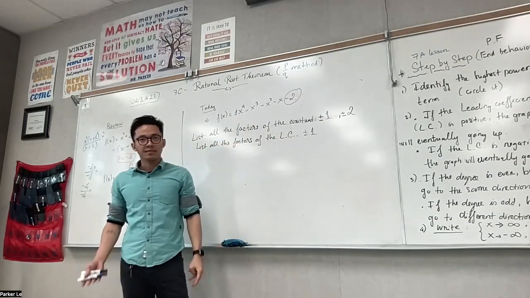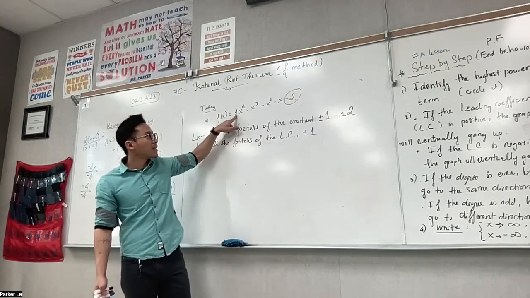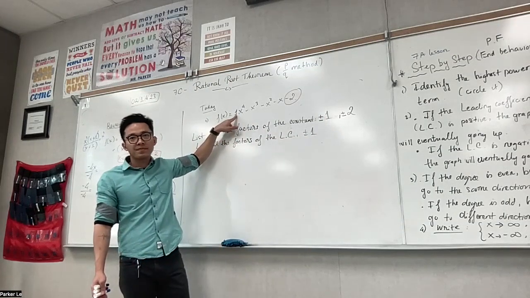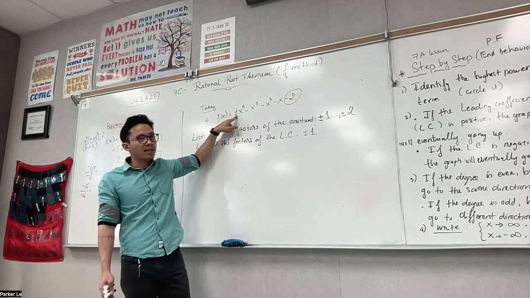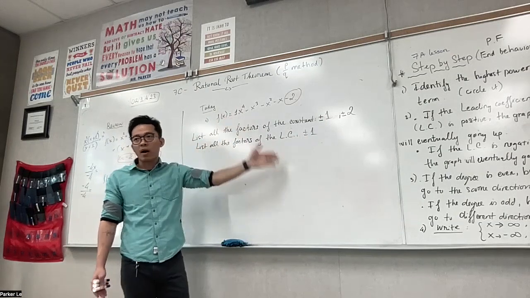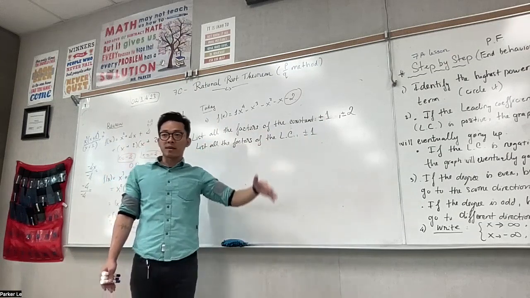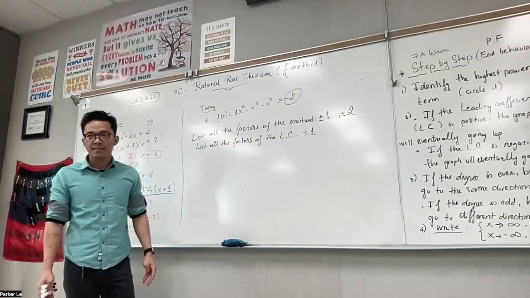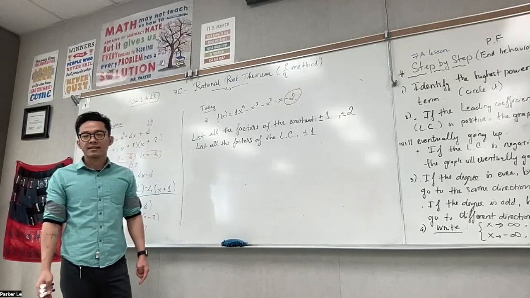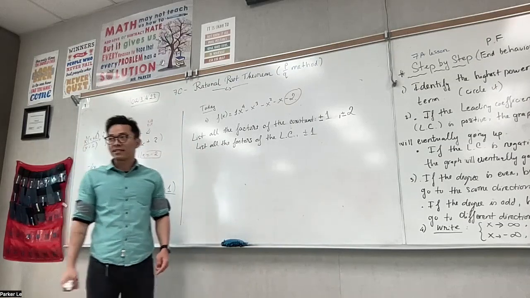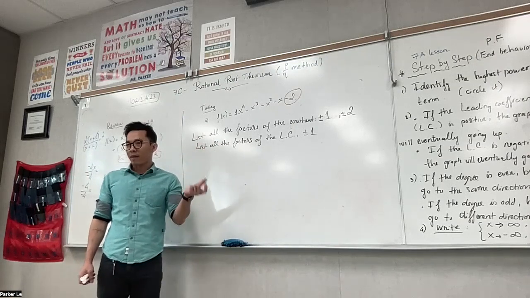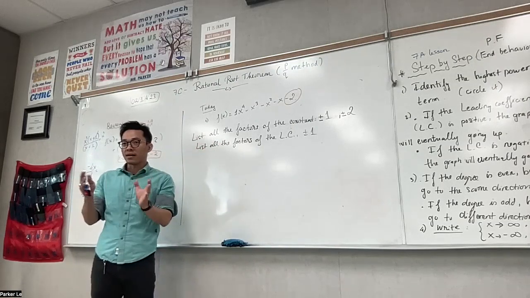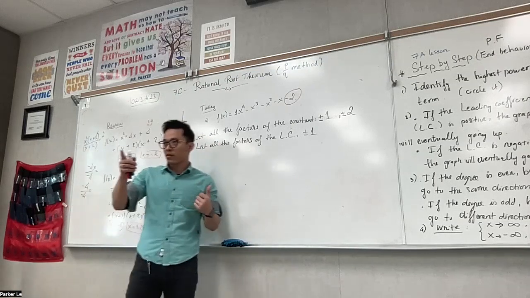Wait, so we only put 1 just because it was X? Because the leading coefficient is 1. Like if, let's say, the leading coefficient is a number like 5, then it's going to be 1 and 5. Plus minus 1, plus minus 5. Leading coefficient is the coefficient of the highest power, and the coefficient is the number, only the number. Diego, did I answer your question?